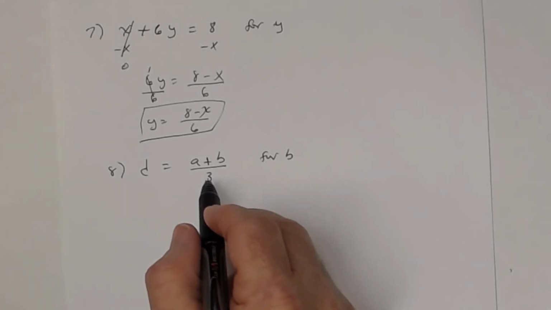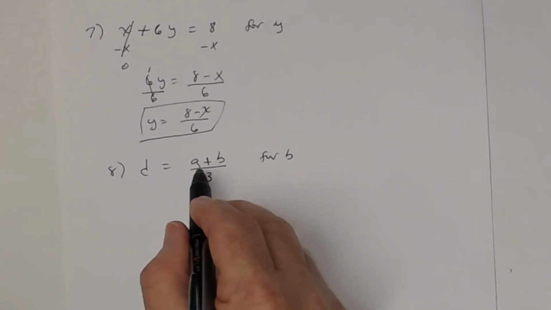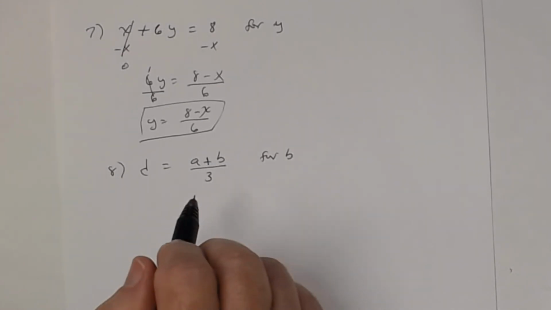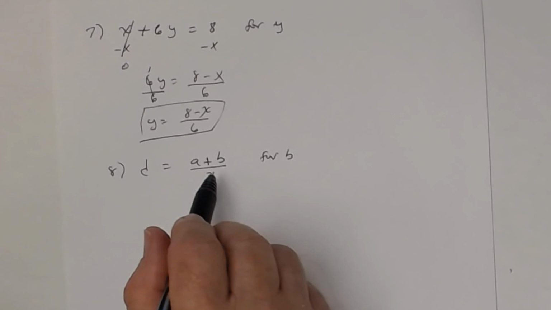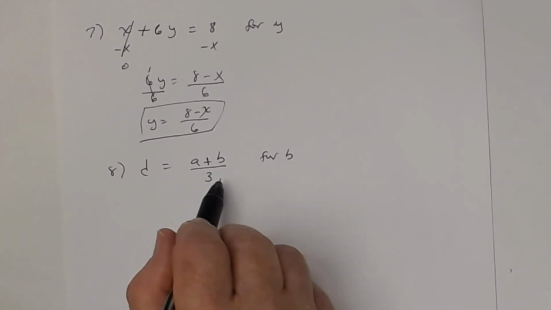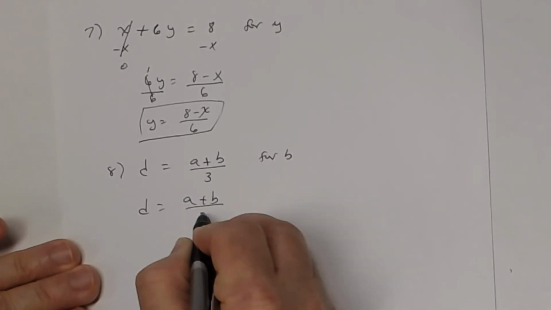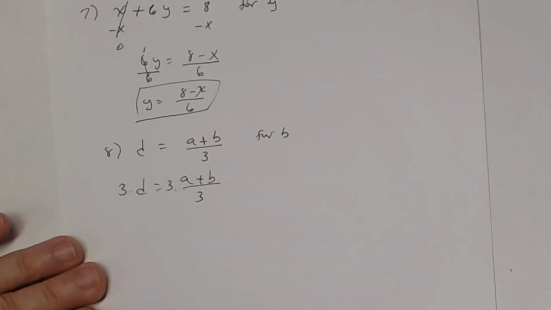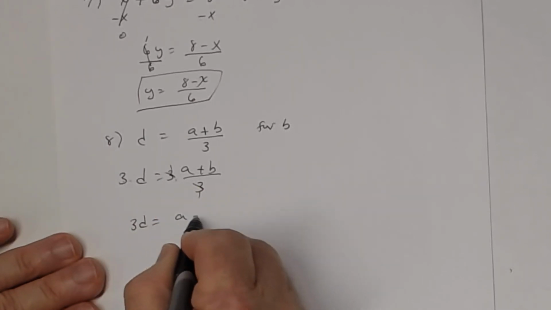So think about this strategically. How can I get b by itself knowing that I'm adding a, and then I'm also taking all of this in the numerator and dividing by 3? The best way to do this first is to think about, hey, I'm dividing by 3, so I have this fraction, so let's clear that fraction. Let's get rid of that 3. One way to get rid of the 3 is to multiply both sides by 3, because you're dividing, right? The opposite of division is multiplication. So times 3, times 3. And so I get 3d is equal to the 3's divide out, a plus b.